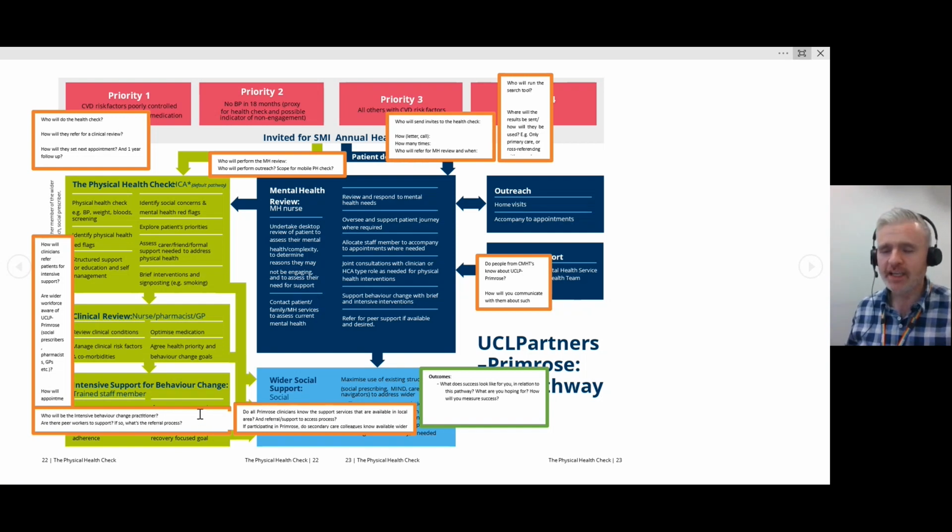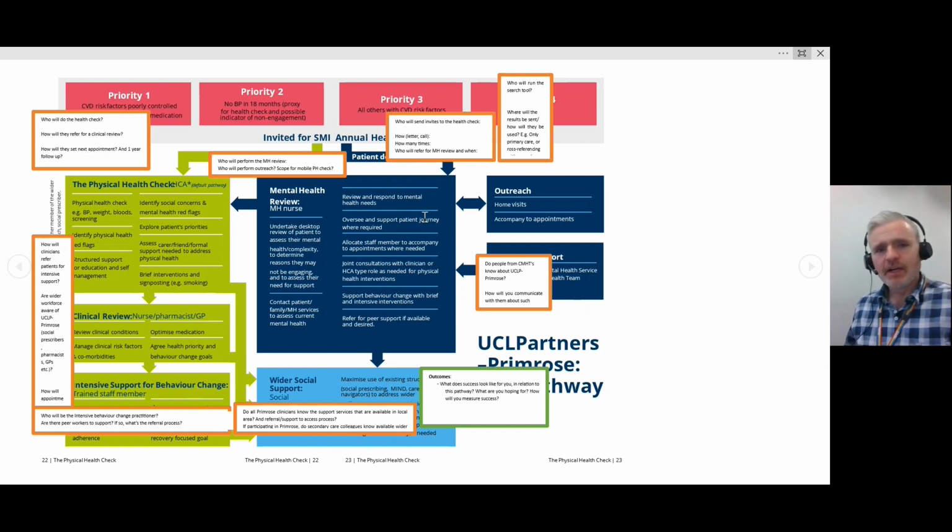So you need to think who's doing it, what's the referral process, how are they recording their appointments, and so on. And then we need to make sure that the people doing the behavior change intervention also know how to refer on for wider social support. So do your social prescribers, care navigators, and other people in the wider system know about the Primrose intervention if they're going to get a referral for that? So far, so good, hopefully.